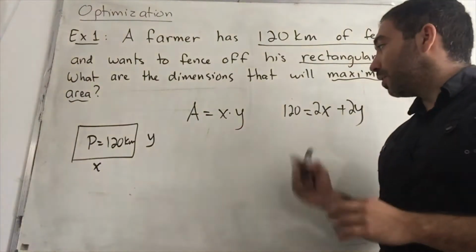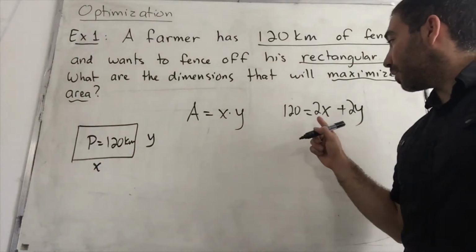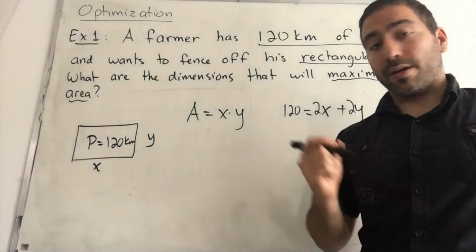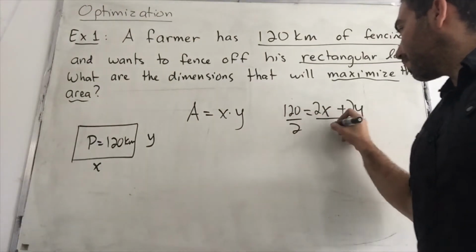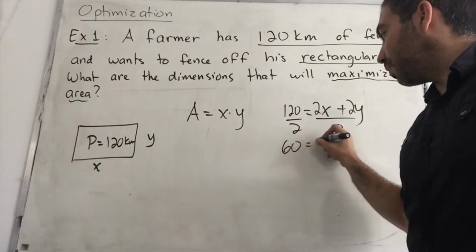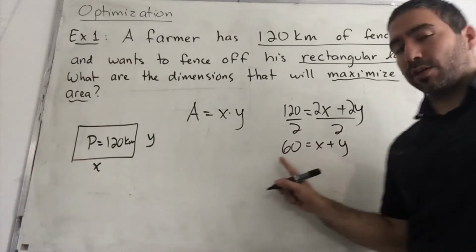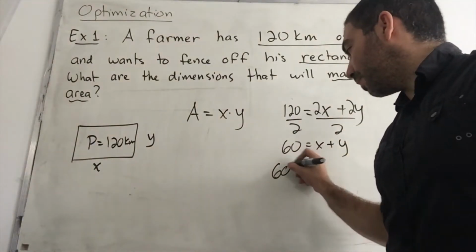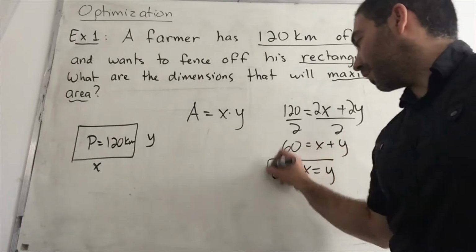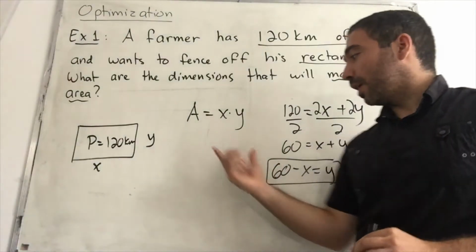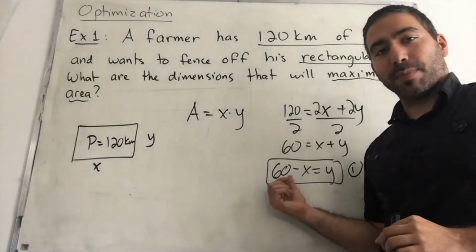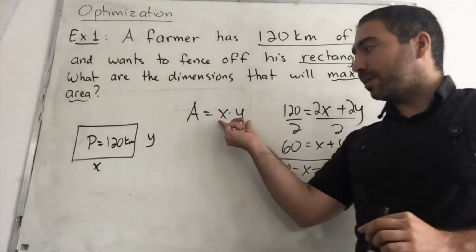That's the game plan. So here, let's solve for y. I could solve for y by dividing both sides of the equation by 2, giving me 60 equals x plus y, and then subtracting over the x. So 60 minus x equals y. Okay, this is my first equation. This is my second equation. Now we know that y is equal to 60 minus x, so we're going to substitute it into this equation.